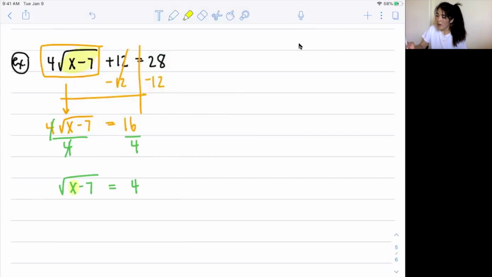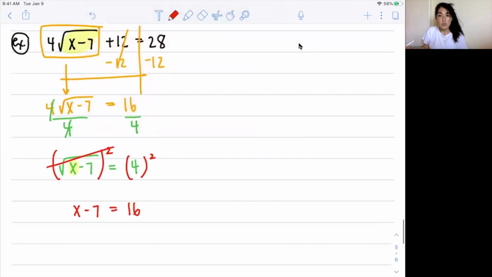break them out. And we know that to do that, we have to undo the square root by squaring both sides. So again, that cancels. We are now left with x minus 7 is equal to 16.